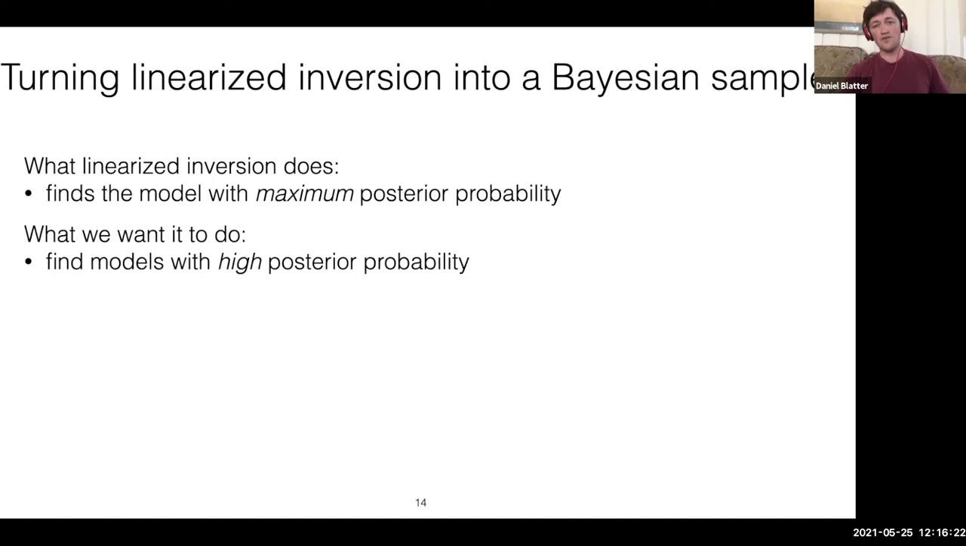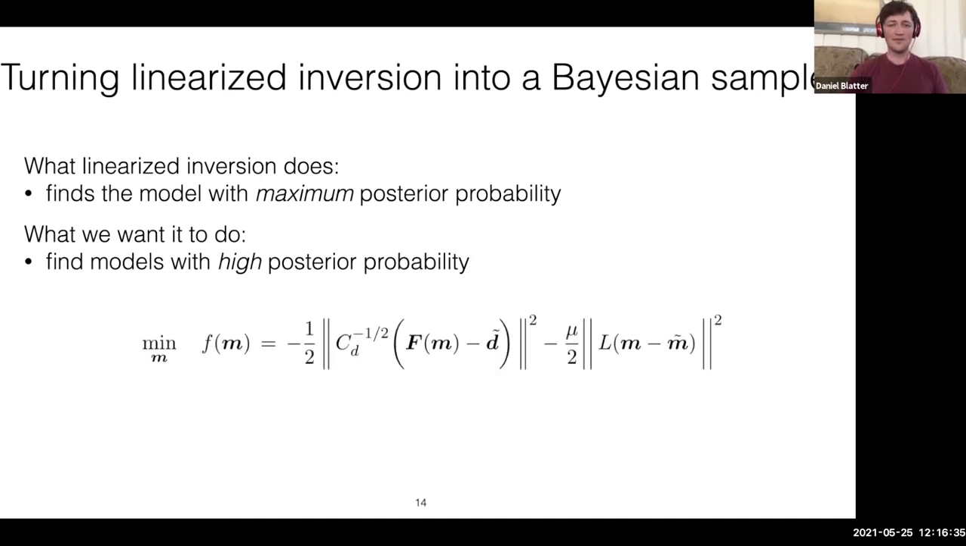What we want, though, in order to turn canonical linearized inversion into Bayesian inversion, is to have it find models with high posterior probability, not just maximal posterior probability. And we do that in a very simple way. We simply perturb that objective function in two simple ways. First, the data is now a random variable. So we're not solving for the same data set every time. And now, instead of regularizing, say, the roughness of the model, we are regularizing the roughness of the difference between the model and a prior model.